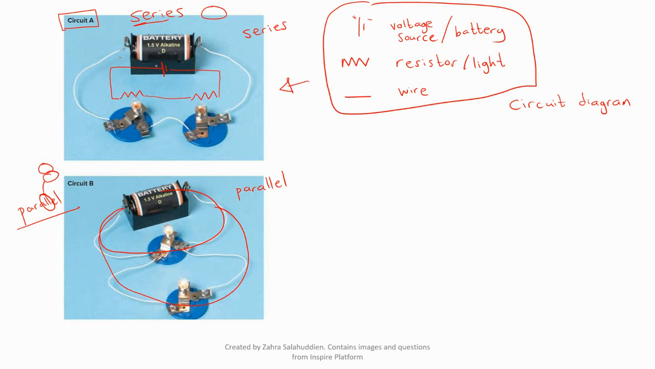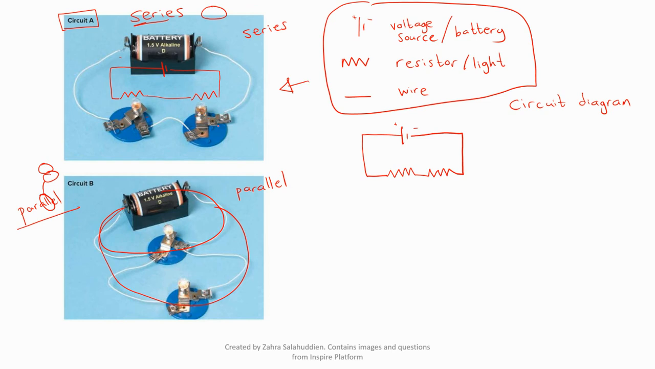So if I take the same picture and I move it over here, I have a long line, short line. I have my box. I have one zigzag and I have another zigzag. And that's it. There is my circuit diagram of my series circuit.